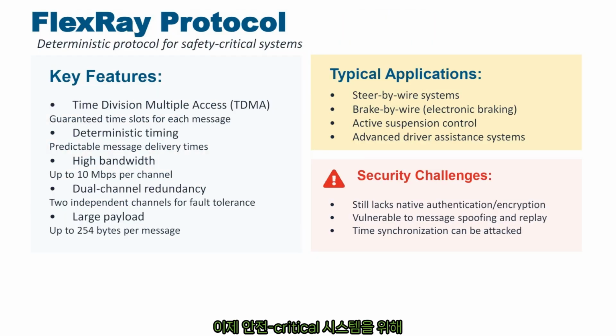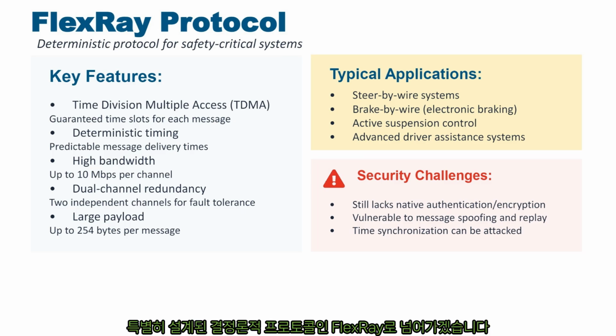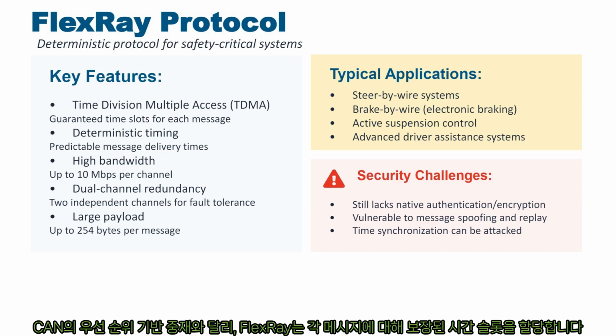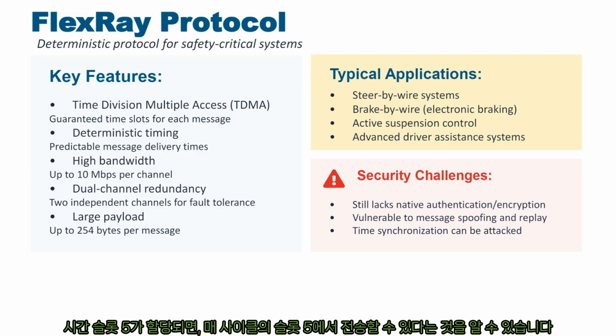Now let's move on to FlexRay, a deterministic protocol designed specifically for safety-critical systems. Looking at the key features on the left. First, FlexRay uses time division multiple access, or TDMA. Unlike CAN's priority-based arbitration, FlexRay allocates guaranteed time slots for each message. If you're allocated time slot 5, you know you can transmit in slot 5 of every cycle.